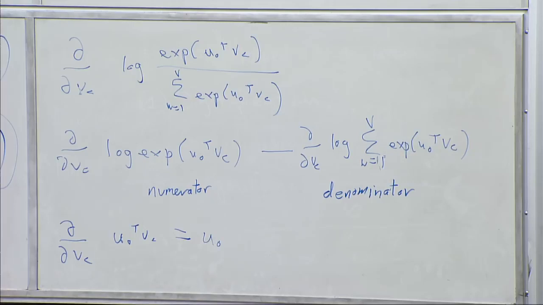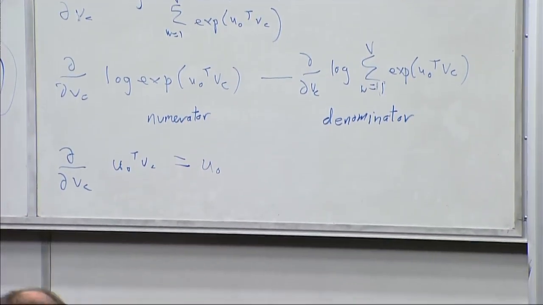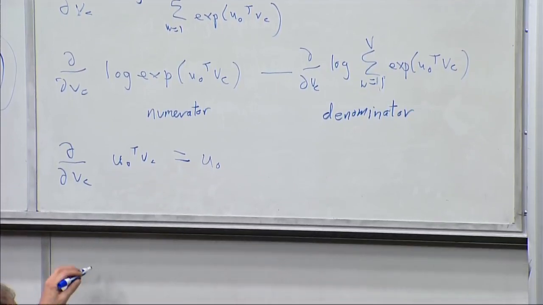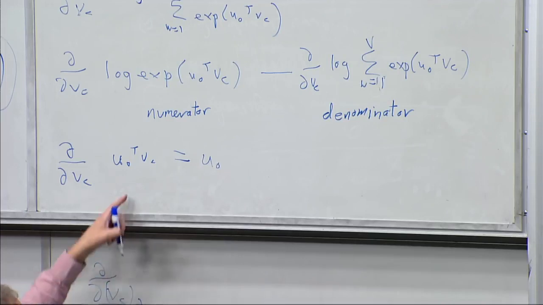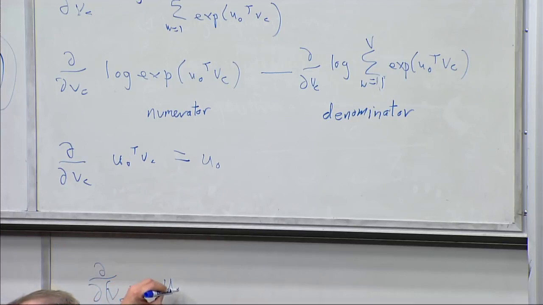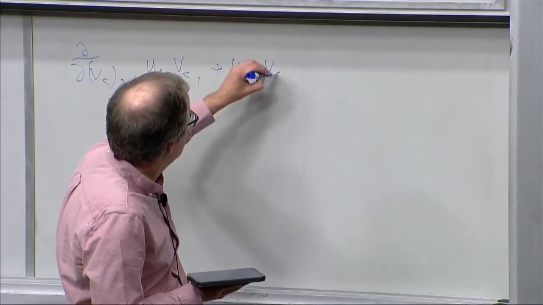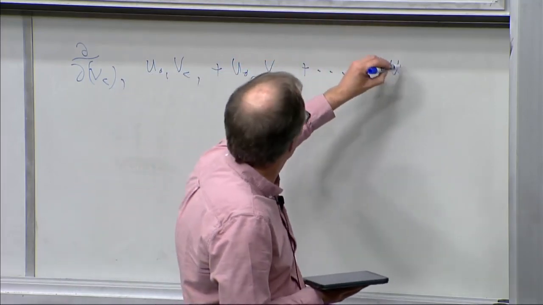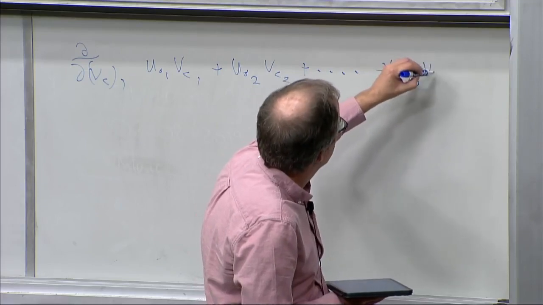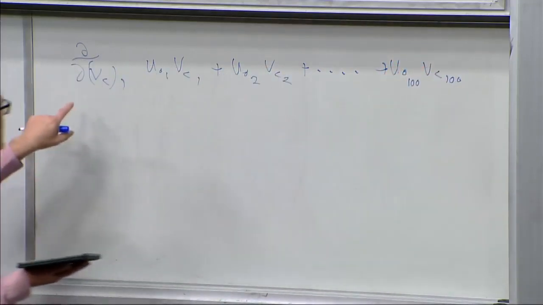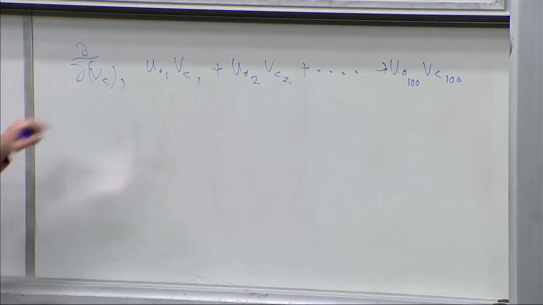But if you're feeling not so good on all of this stuff and you want to cheat a little on the side and try and work out what it is, you can say, well, let me work out the partial derivative with respect to one element of this vector, like the first element. What I've actually got here for this dot product is u_o1 times v_c1 plus u_o2 times v_c2 plus dot dot dot plus u_o100 times v_c100, right? And I'm finding the partial derivative of this with respect to v_c1.